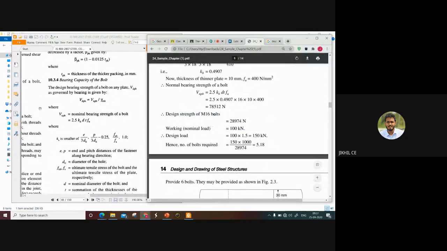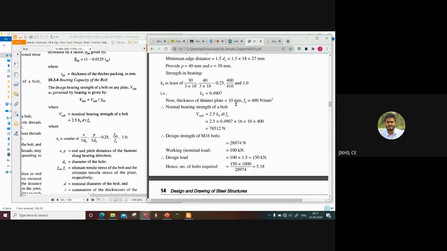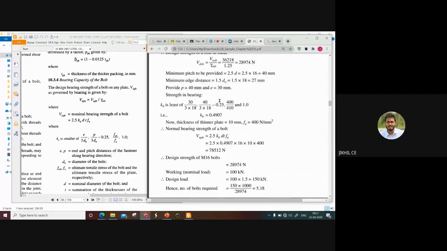In comparison with the code, the 2.5 is a constant. Kb, what is Kb? Kb is the smaller of three values: e by 3d0, p by 3d0, and so on. So it is found here. We know e is the edge distance, and p is the pitch distance.